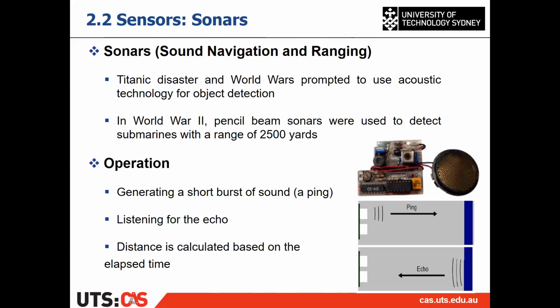So the first one is sonar. The full name of sonar is sound navigation and ranging. And as we know, it's really commonly used in the water. The main principle is it generates a ping, which is a sound, then listens for the echo. Then the distance can be calculated based on the time difference. As we know the speed of sound, we can calculate the distance. So that's the main principle of the sonar, and it is an active sensor instead of passive because it's generating the sound.